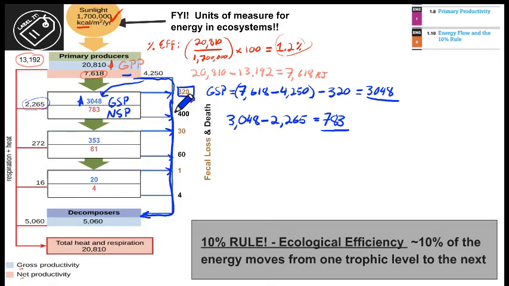All right. Moving on to the next step, we would repeat the same procedure. Again, we have to subtract death out of here, and then we have to subtract the fecal loss out of there to end up with our GSP for the second level of consumer.